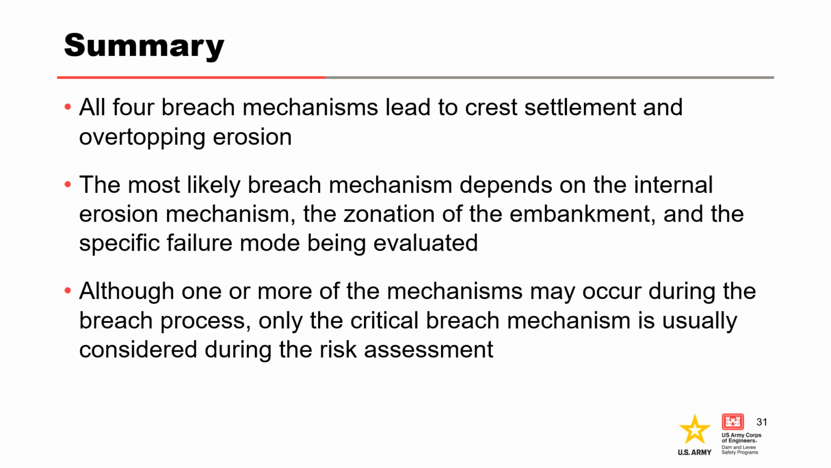In summary, all four breach mechanisms lead to crest settlement and overtopping erosion. One or more of the mechanisms may occur during the breach process, and it is generally not necessary to know precisely which mechanism or mechanisms would occur. Gross enlargement of a pipe, or concentrated leak followed by collapse of the embankment, loss of freeboard, and overtopping is the most common mechanism.